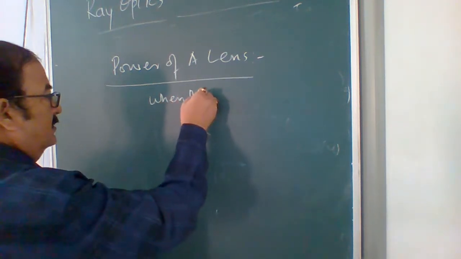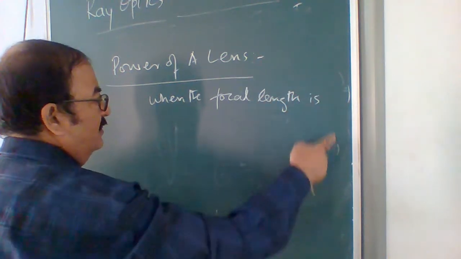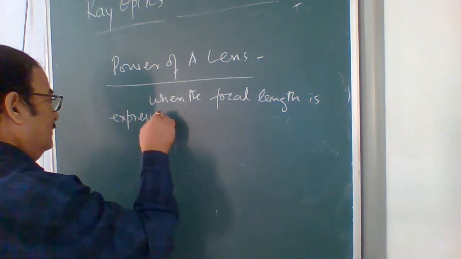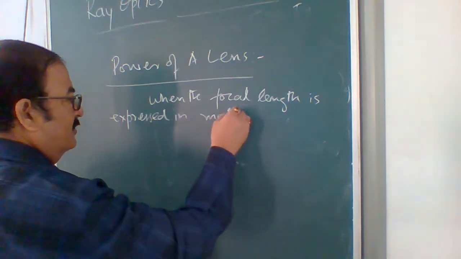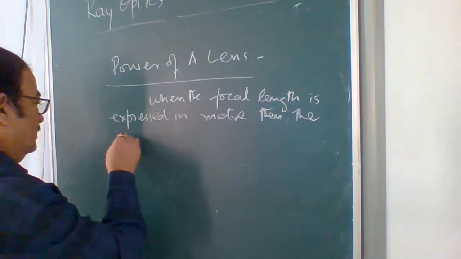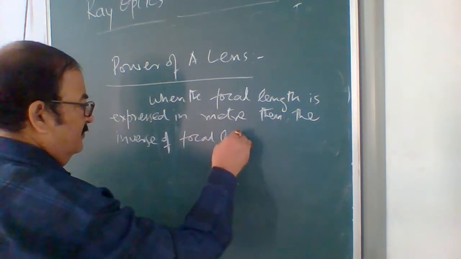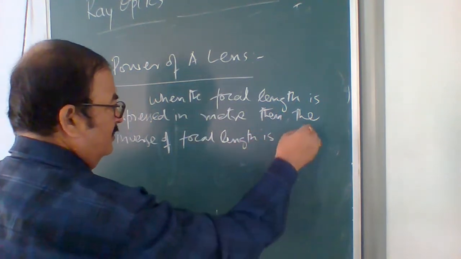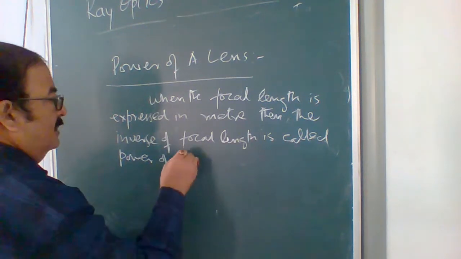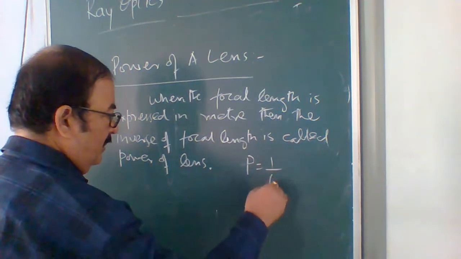When the focal length is expressed in meters, then the inverse of the focal length is called the power of the lens. That means power equal to 1 upon f, where f is in meters.